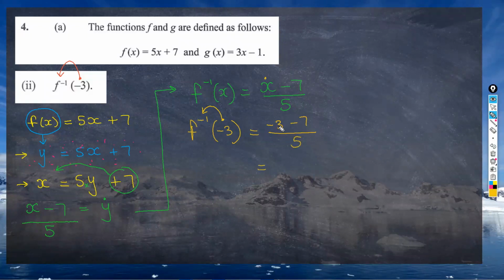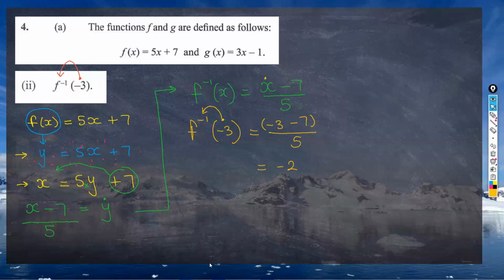Now remember, when you're typing this on the calculator, you have to be careful. Whenever you have 2 or 3 items on top and you want to divide, make sure to put it in brackets on your calculator. Otherwise, the calculator will give you the wrong answer. Minus 3 minus 7 is minus 10. Minus 10 divided by 5 is minus 2. So the final answer is minus 2. Right, so take down all the working.